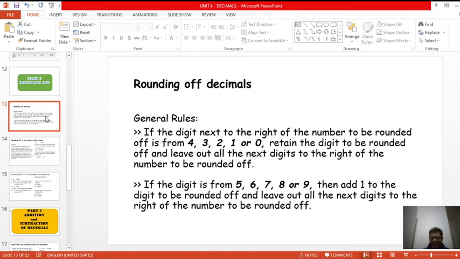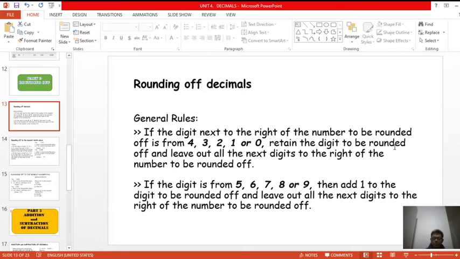So the general rules, again. If the digit next to the right of the number to be rounded off is 4, 3, 2, 1, or 0, retain the digit to be rounded off. Retain meaning you don't change the digit to be rounded off, and leave out all the next digits to the right of the number to be rounded off. Later on I will show what this is all about. So that's rule number 1.